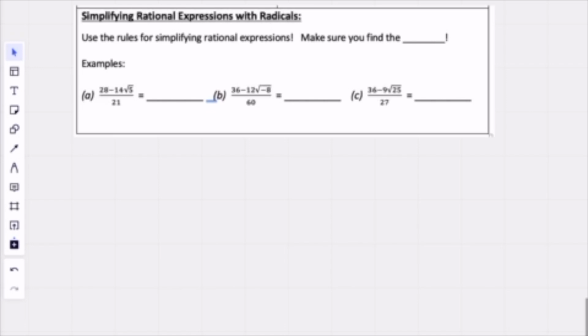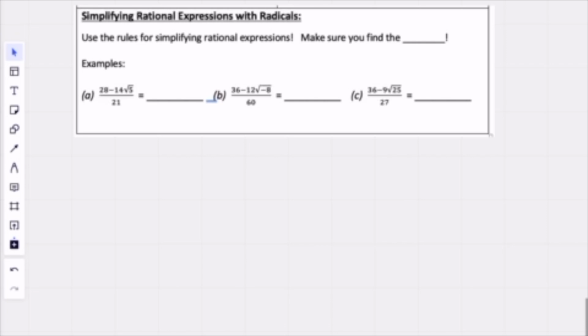Okay, in this quick video, we are going to talk about simplifying rational expressions that include radicals. And it's worth talking about just for a moment because often students can apply the quadratic formula, but then they get in trouble when it's time to simplify. So let's talk about that for a little bit.